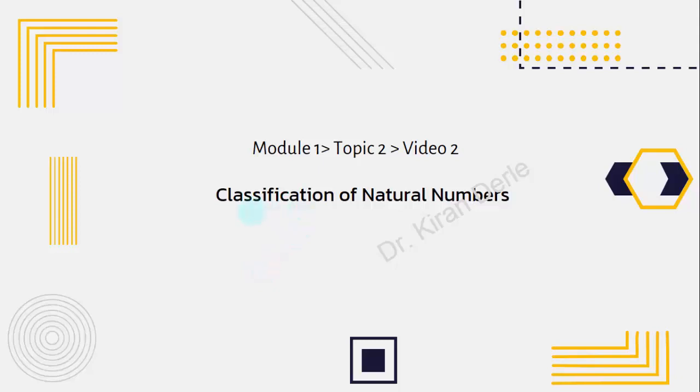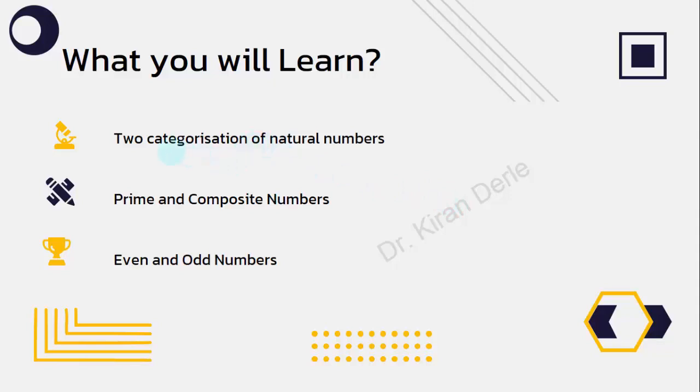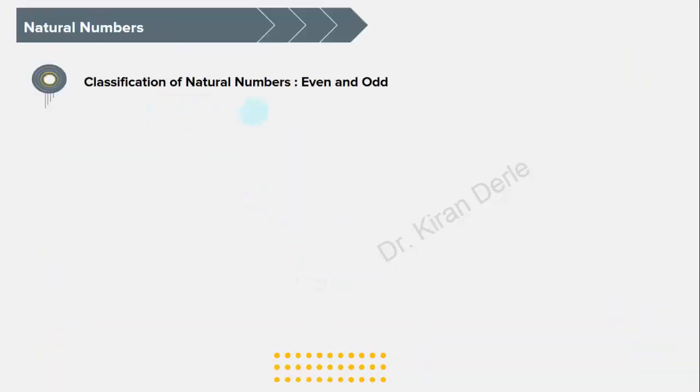Welcome all. So we are going to see classification of natural numbers. So what you are going to learn? Categorization of natural numbers, prime and composite, also even and odd. This is how we can categorize natural numbers. Let's see. So even and odd basis.